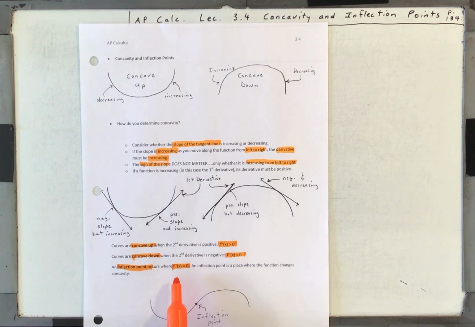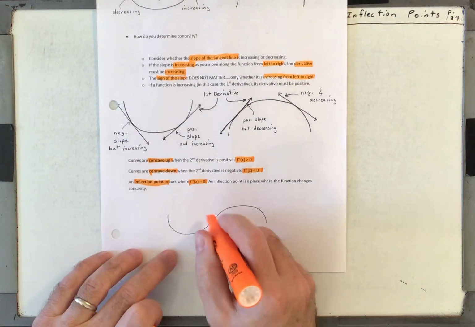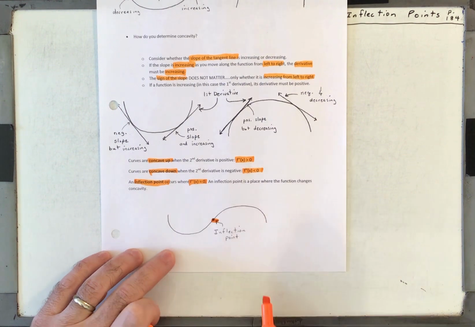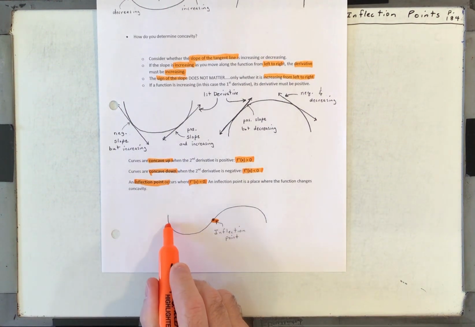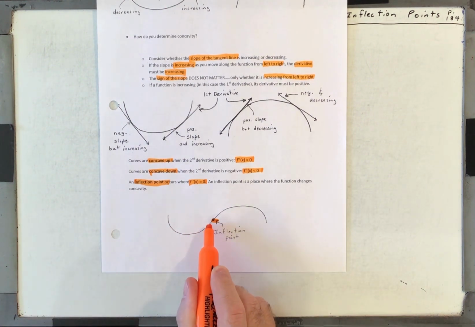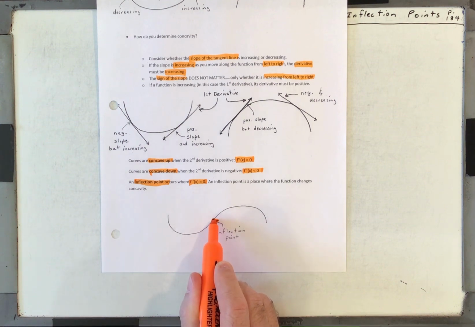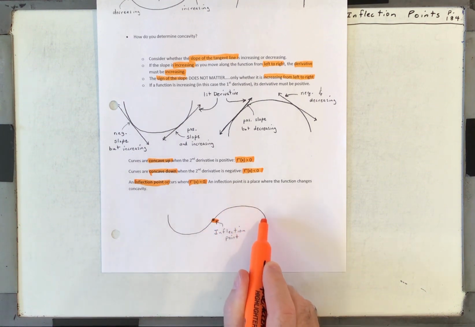Where the first derivative is equal to 0, we had a critical point. That was a max or a min, usually, sometimes not, but a max or min. An inflection point is a place where the function changes concavity. You can see on my example here, we have an inflection point right here because the function is concave up, still concave up, and then boom, when it hits an inflection point, it switches to concave down.